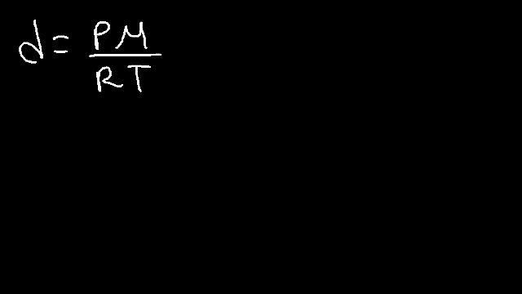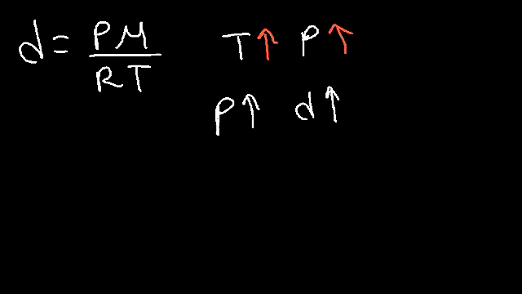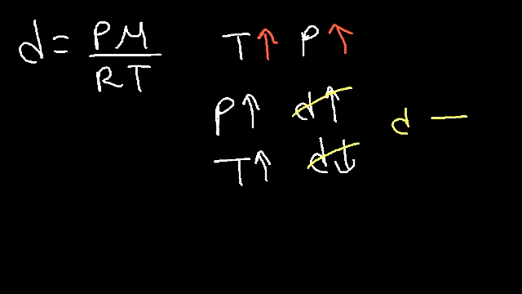Now going back to that equation, D is equal to PM over RT. Let's say we increase the temperature of a rigid container where the volume is constant. What happens to the gas density? If the volume is constant, then think about Gay-Lussac's law. The pressure is going to increase. So whenever the pressure increases, we said that the density goes up. But if the temperature increases, the density goes down. So therefore, these two sort of cancel out, and the density is going to stay the same.